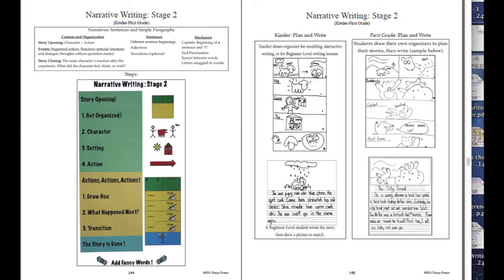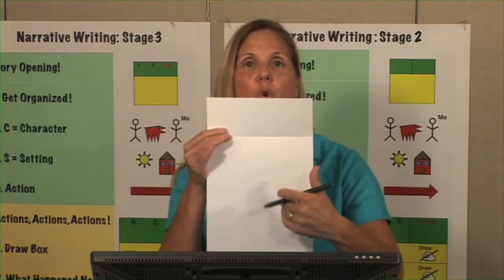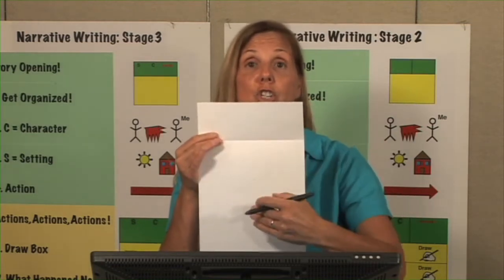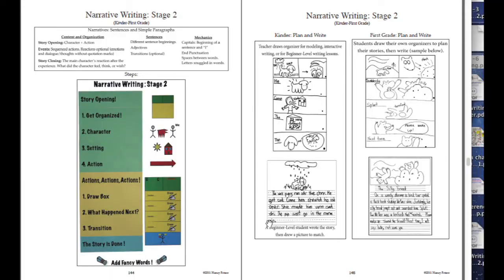This was actually a small group writing for a child at the beginner level who was writing their own story. And what happened was the teacher just had a long sheet of paper, and every time the student was planning a new part of the story, the teacher drew on the organizer. So that way the student went back, referred to it, and then wrote out their story on lined paper.